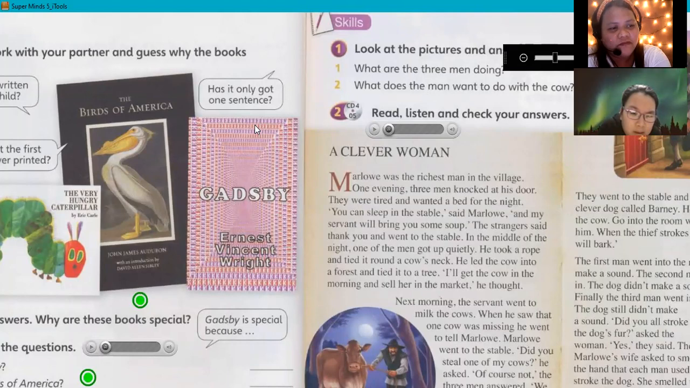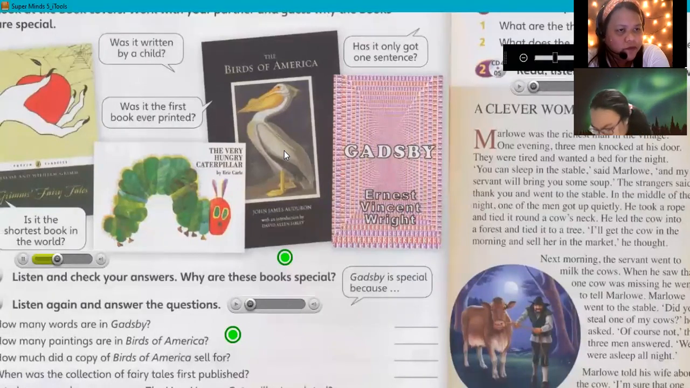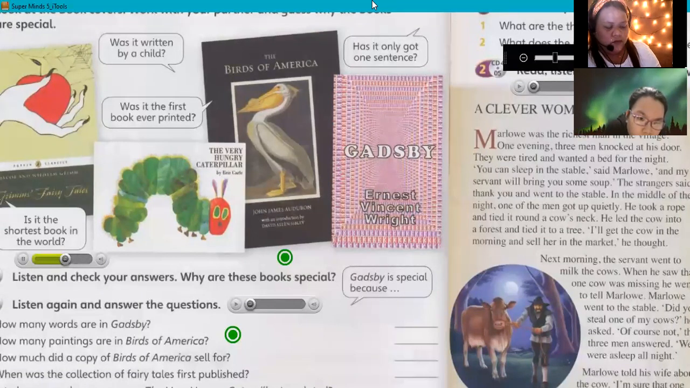John James Audubon was a French-American naturalist and painter. He loved to paint birds. During the 1830s, he produced a book with 435 beautiful paintings of birds. It was called Birds of America. In 2010, a copy of this book sold for £7.3 million, making it the most expensive book in the world.